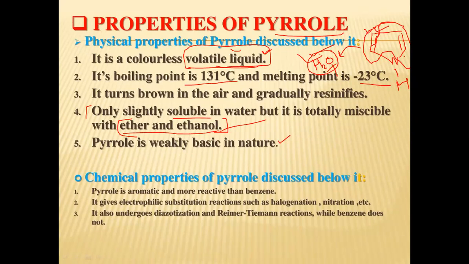This is very much important. It is weakly basic because, according to the Lewis concept, a base is a species that donates a lone pair of electrons. Okay. So this is called a base.